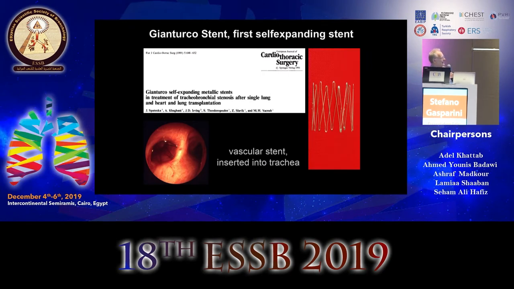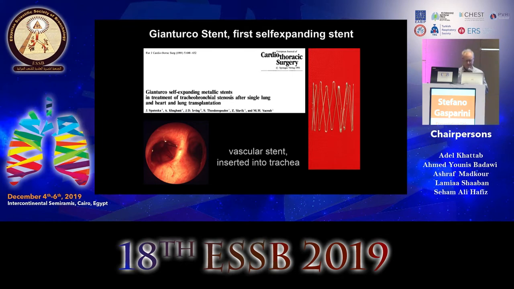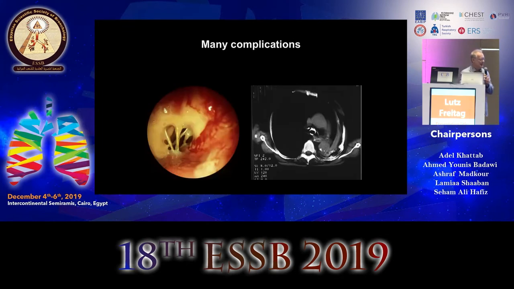It started with stents that had originally been made for the vascular system. This is a Gianturco stent that I placed into the left stem bronchus, a self-expanding metal stent. It looked good in the beginning, but a few weeks later we saw this disaster. The stent has perforated the wall, and in the right picture you see that the stent had ended up in the esophagus and in the aorta. From a bronchus to the aorta, it's not so far.